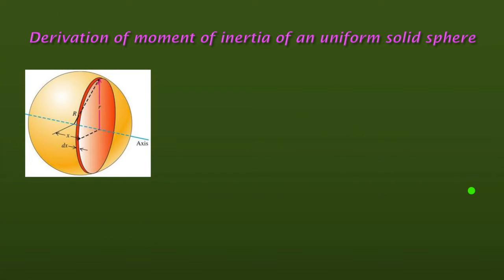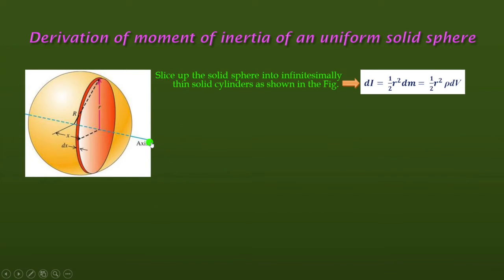Now this is the sphere. You have to find out the sphere's mass moment of inertia about the axis passing through the centroid. Again we are starting with dI equals half r square dm. Why is this equal to half r square dm? This is the equation for a solid cylinder, already derived.